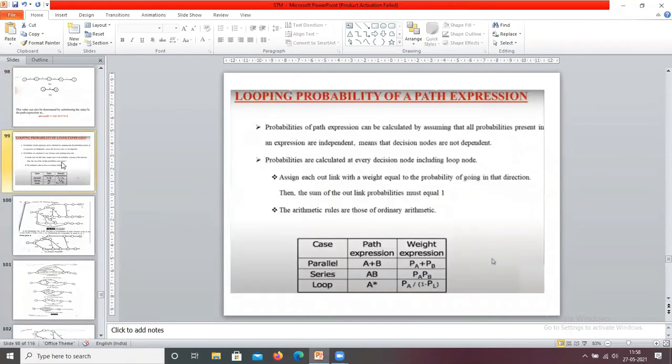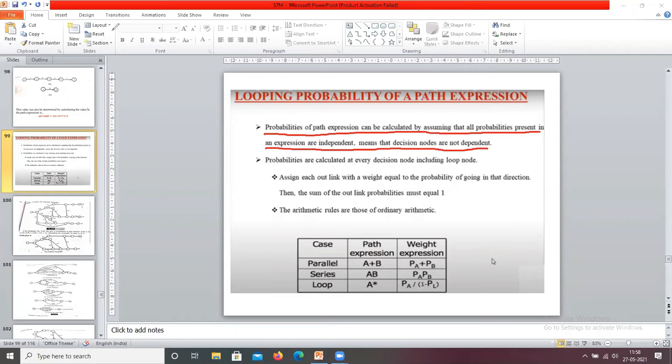So next one, looping probability of path expression. The next application of path node reduction algorithm is looping probability of path expression. Probabilities of path expression can be calculated by assuming that all probabilities present in an expression are independent, meaning the decision nodes are not dependent.